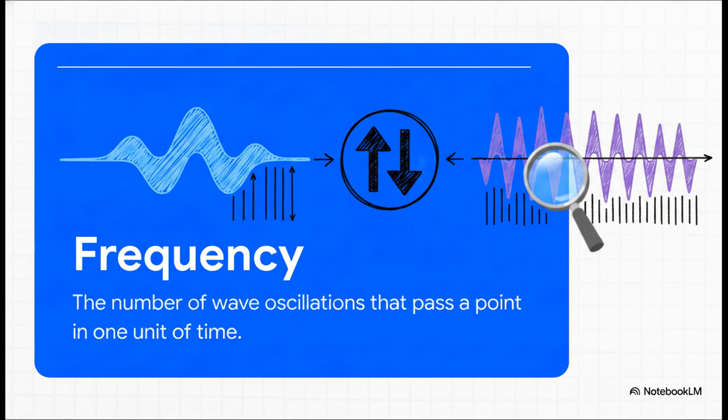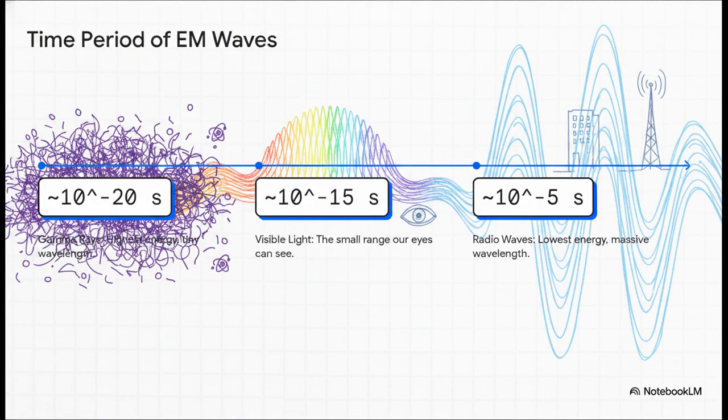There is a strict inverse relationship here. If your wave is really stretched out with a long wavelength, fewer of them will pass by each second, meaning you have a low frequency. But if your wave is tightly squished together with a short wavelength, many will pass by, giving you a high frequency. This inverse relationship gives us the entire electromagnetic spectrum. On one end, you have radio waves. These have massive wavelengths, sometimes as big as buildings, and very low frequencies. That's exactly why we use them for FM stations.